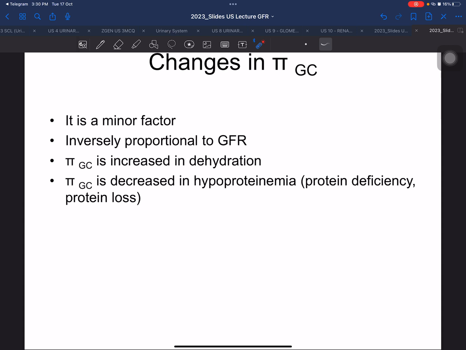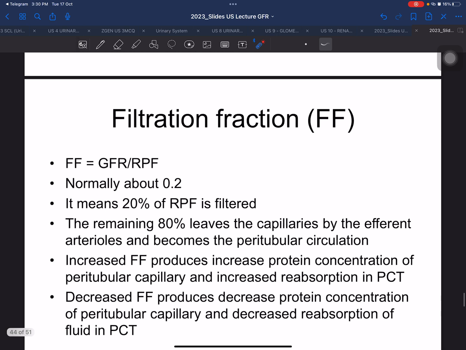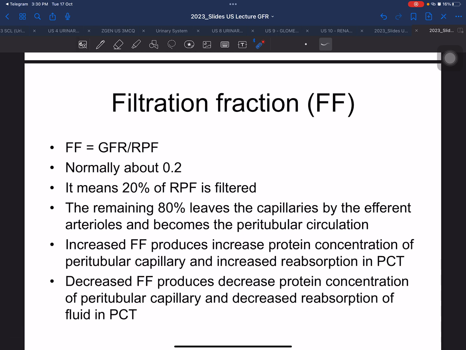Alright, so back to the filtration fraction. Looking at it again, filtration fraction is the GFR divided by the RPF. It is about 20%. So what does 20% mean? It means that 20% of renal plasma is filtered. And how about the remaining 80%? It will leave the capillaries by the efferent arterioles and become the peritubular circulation.